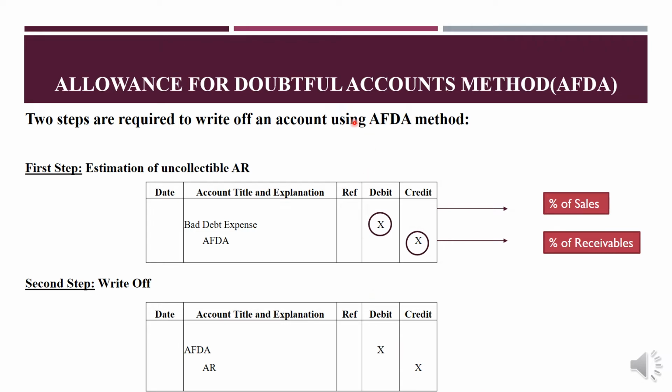In order for us to calculate the estimated uncollectible accounts receivable, there are two methods: the percentage of sales, which mainly relies on the bad debt expense in order for us to calculate it, and the percentage of receivables, which will rely on the AFDA in order for us to get the estimated amount.